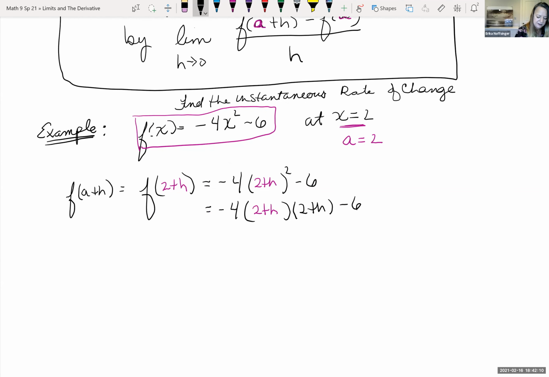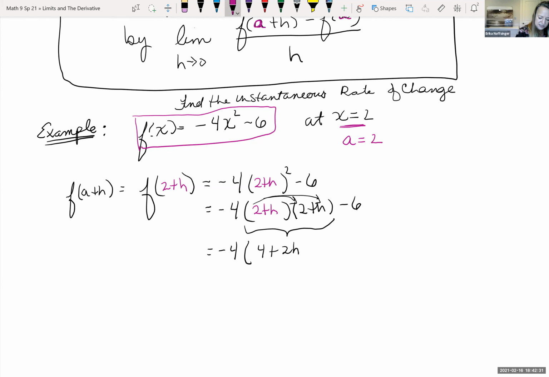So let's do that first. Let's maybe distribute this out before we distribute the negative 4. So let's keep the negative 4 outside and then distribute. So 2 plus h times 2 plus h. Well, 2 times 2 is 4. 2 times this h, so plus 2h.